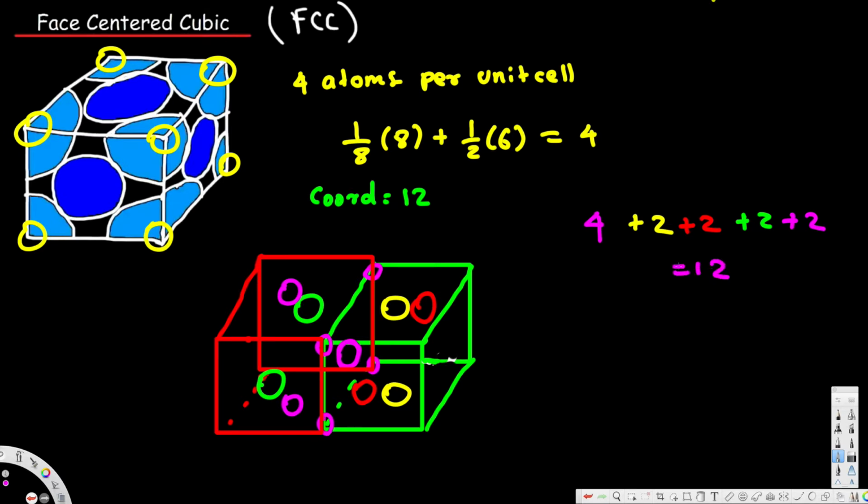That's how we got 12 coordination number. This atom in this one is connected with 12 of these atoms, and that's how we got coordination number 12. Okay, and the next thing we have to know is the edge length. Now let's get rid of this part.